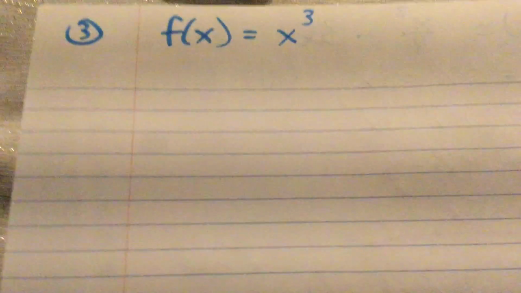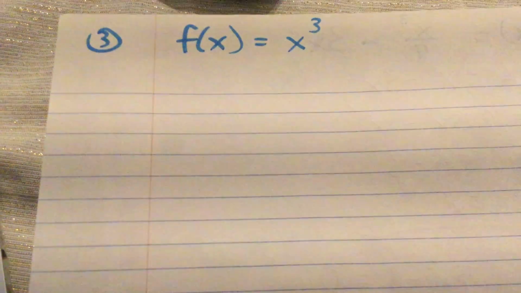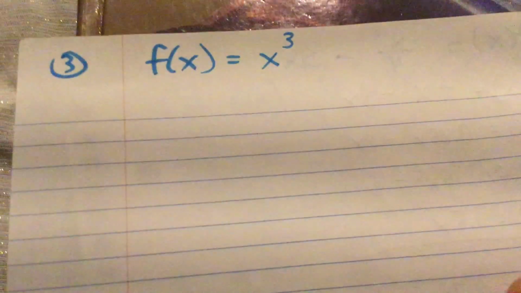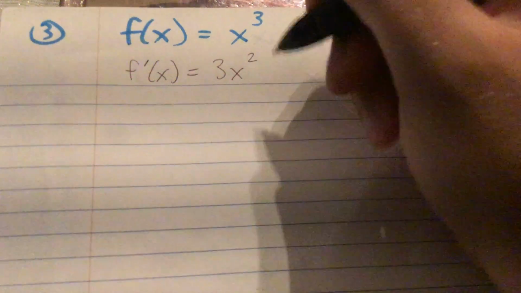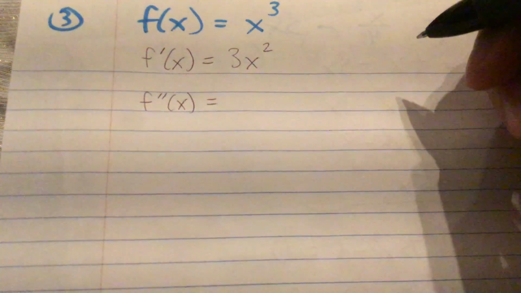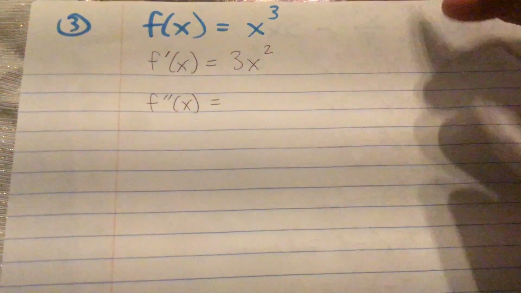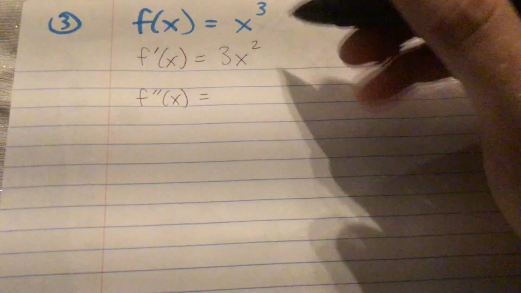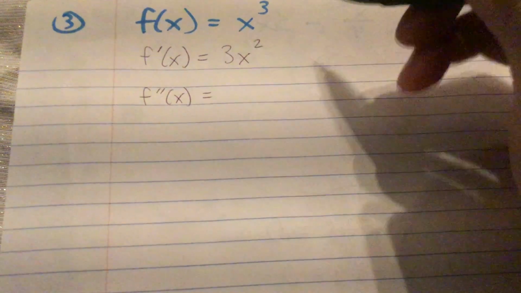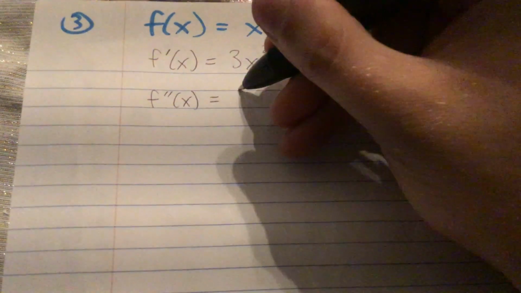X cubed. So f of x is equal to x cubed. How harmful could x cubed be? Well, let's just get everything organized. We've got our f of x. Let's take our f prime of x and say that is 3x squared. And while I'm at it, let's take f double prime of x. It's the derivative of 3x squared, which would be 6x.